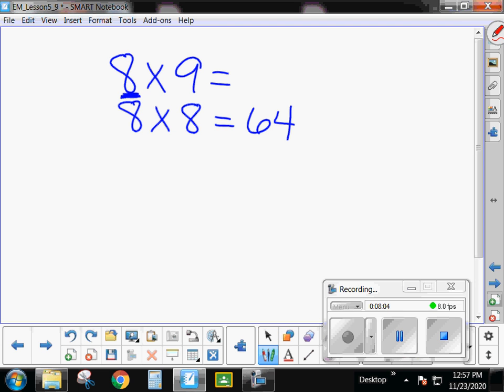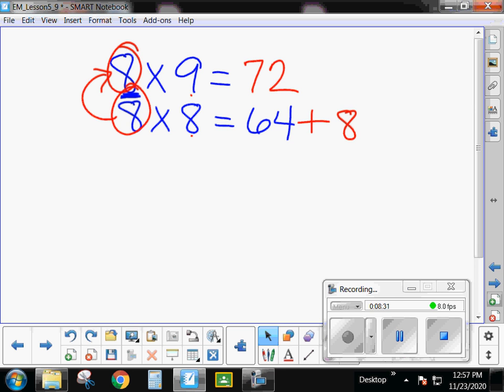Now I have to solve 8 times 9 using this. I know that 8 times 9 is going to be bigger, right? Because 9 is bigger than 8, so I'm going to have to add on. Now, what will I need to add on? There's an 8 in both of these problems, so I know I'm adding on a group of 8. So 64 plus 8 is 72.